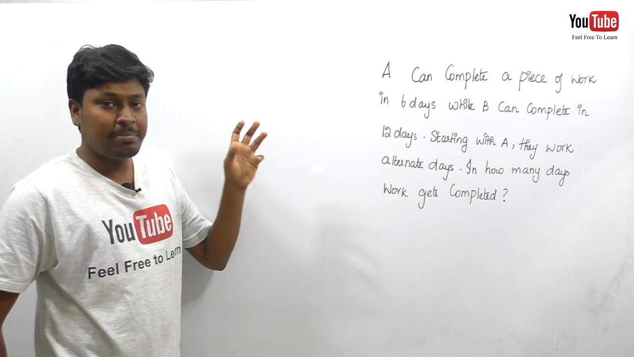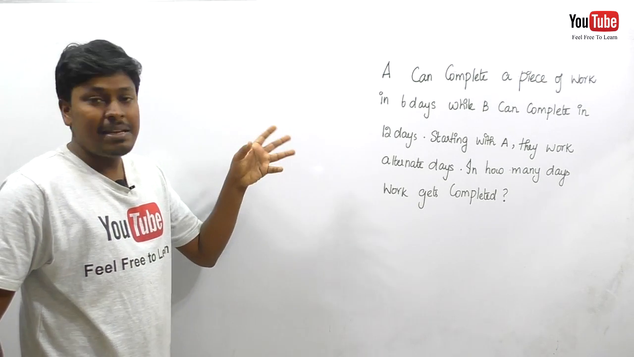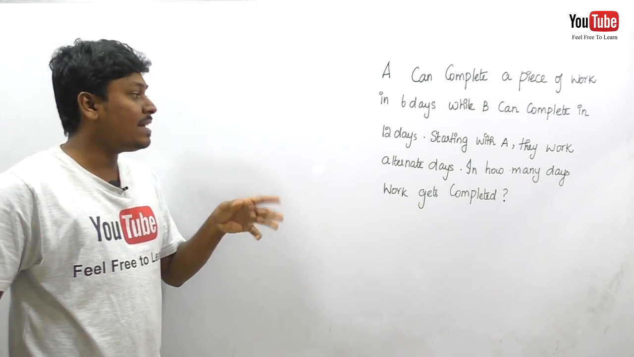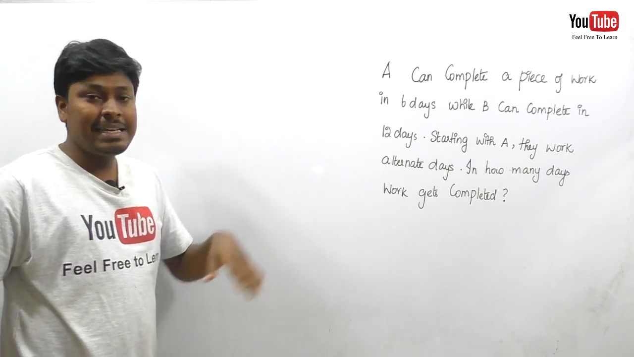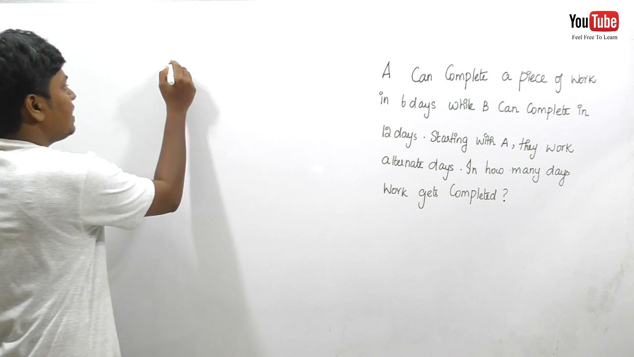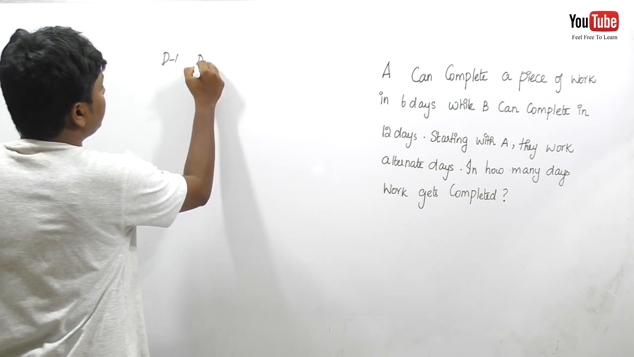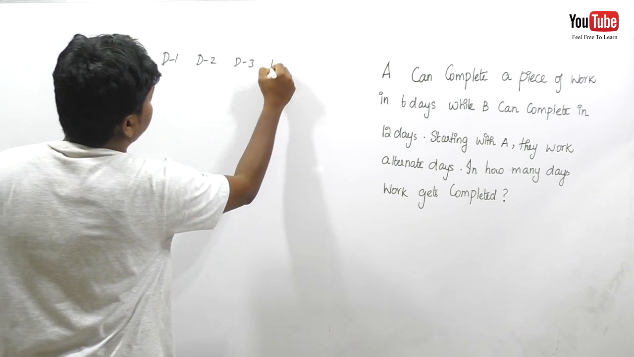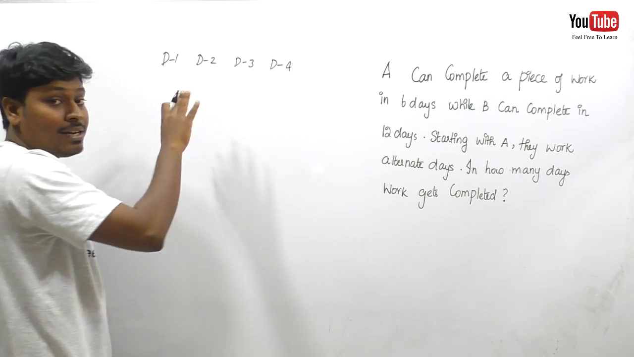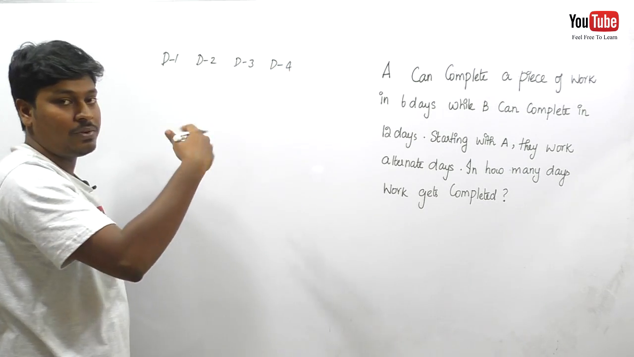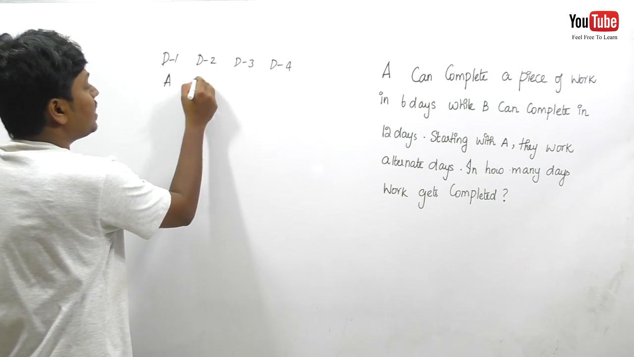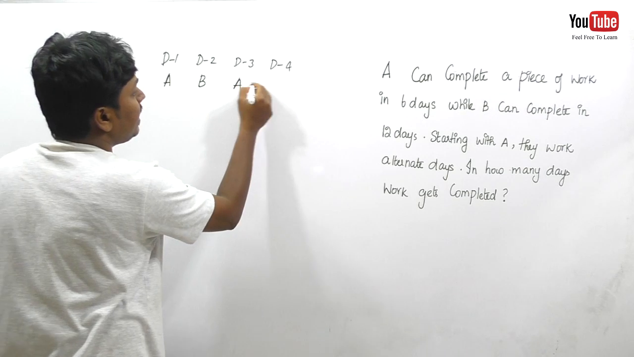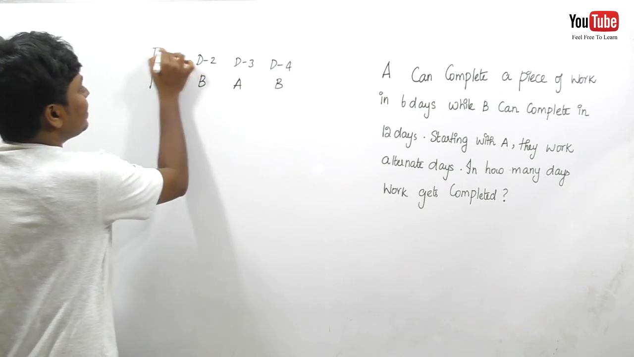So friends, listen carefully. They have said that A can complete a piece of work in 6 days. Then similarly B can complete a piece of work in 12 days, and they have said that starting with A. So A is starting, and they work on alternate days. So apply the same concept, friends, right? So day 1, day 2, day 3, day 4. Don't write this in your exams, right? This is a waste of time. If you know the concept, you can directly proceed to the step. So first of all, A is working, then on day number 2 B is working, again A, again B. We can say that this is one cycle, right?